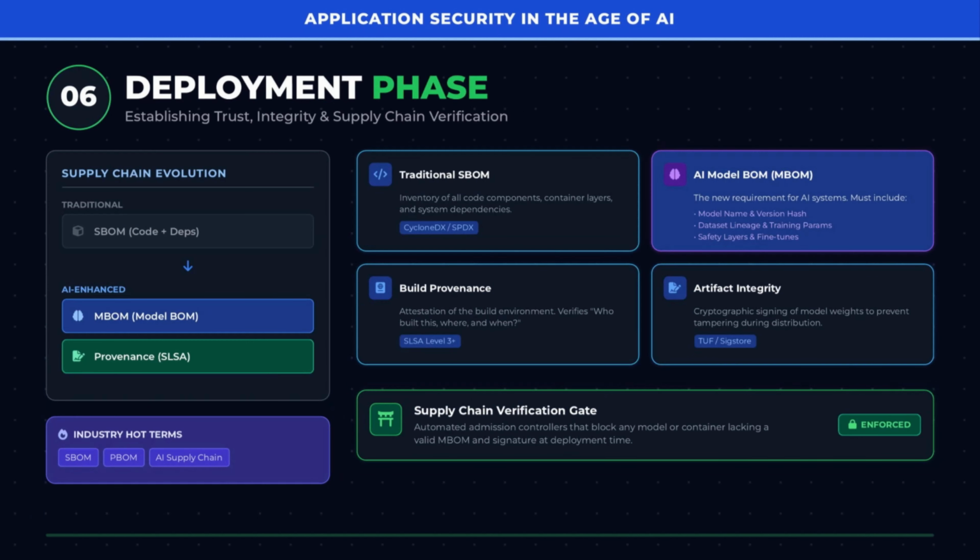When we deploy AI-enabled software, the supply chain extends beyond traditional packages. Industry terms like SBOM, Software Bill of Materials, and PBOM, Pipeline Bill of Materials, are being joined by MBOM, Model Bill of Materials, and provenance standards such as SLSA. We must track not only code and dependencies, but also the models, datasets, and weights that our applications rely on. Establishing trust means verifying the origin of models, monitoring for tampering, and ensuring that updates don't introduce poisoned models. Think of it as an evolving supply chain where AI has a prominent seat at the table.